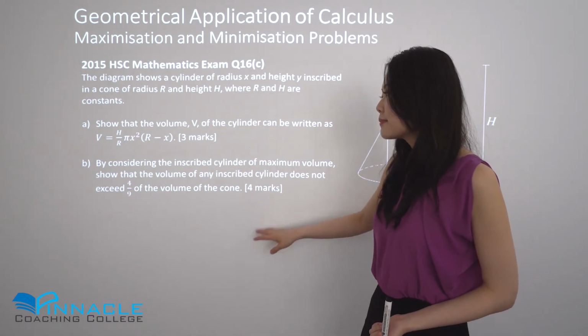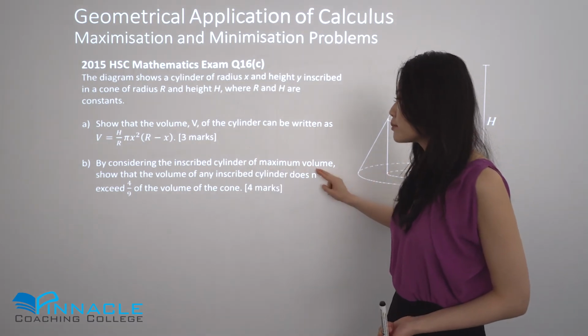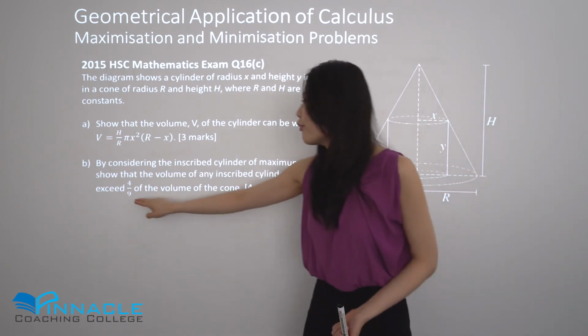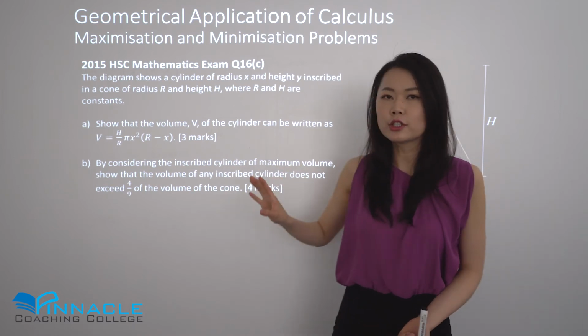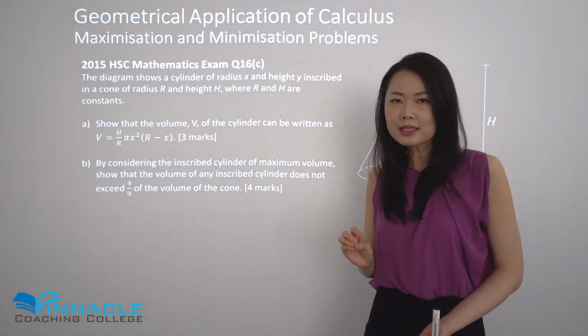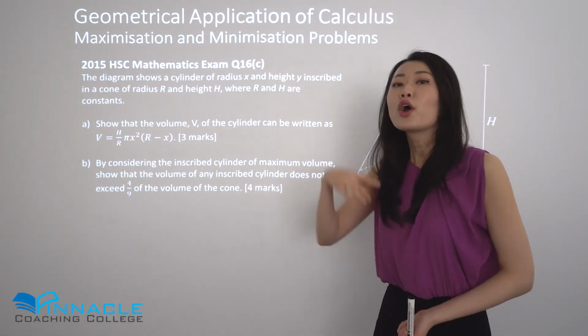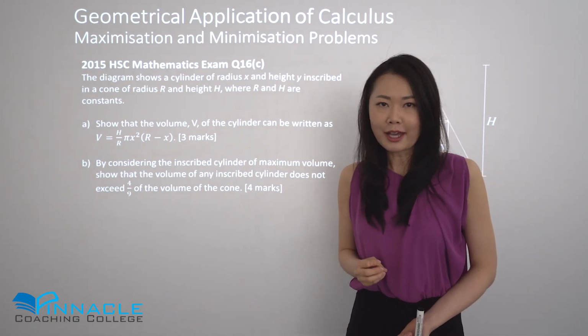So the question is, by considering the inscribed cylinder of maximum volume, show that the volume of any inscribed cylinder does not exceed 4/9 of the volume of the cone. Alright, so it's a very tricky question because it doesn't actually explicitly tell you to find the maximum volume, but it's a relationship we'll have to establish once we've found the maximum volume. So let's take a look at how we do that.